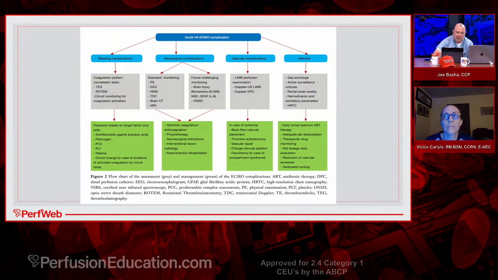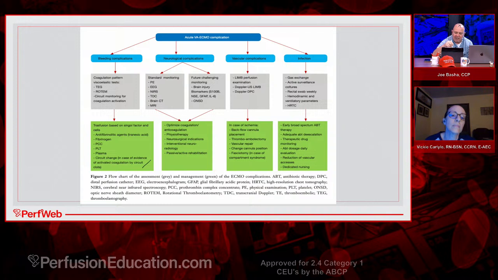So basically, blue is your problem, gray is your management, and green is the management of the ECMO complication. So the gray is the flow chart of the assessment, and then green is what you do about it.